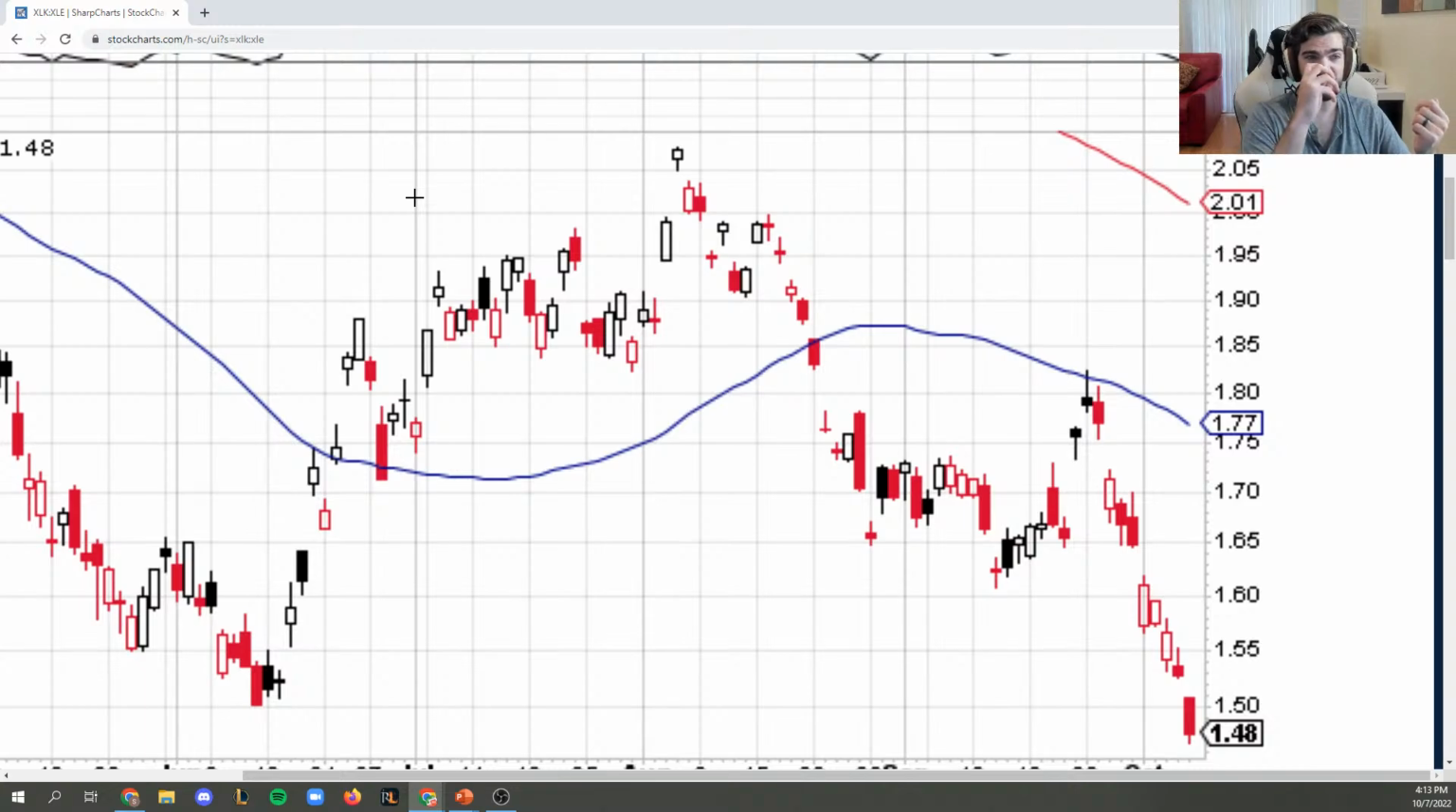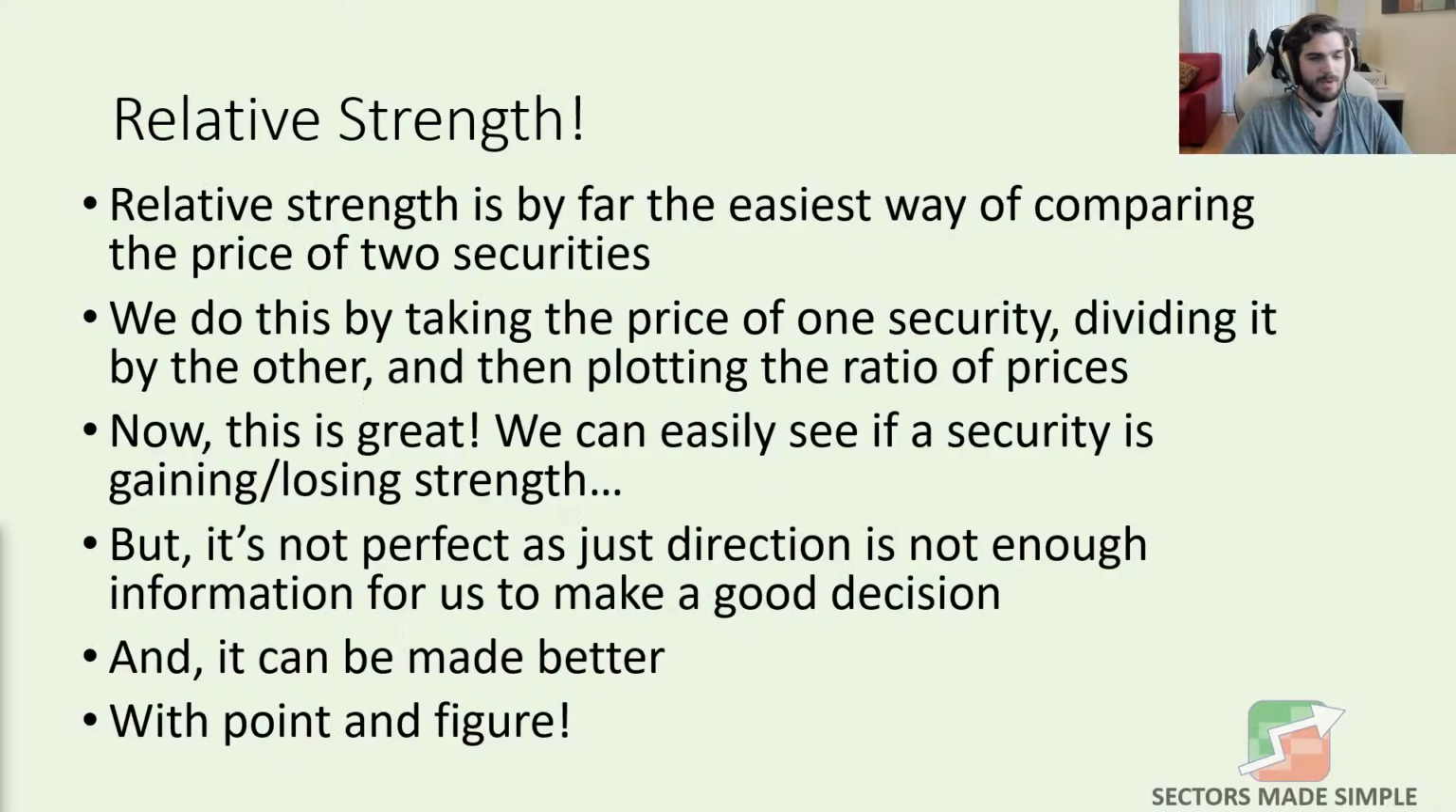You can look at this and get a very descriptive view. You can use words to explain what this chart is saying, but you can't use numbers. And words can only take you so far. At a certain point, we need those numbers. So we can do this a little bit better by using a different type of chart called point and figure.